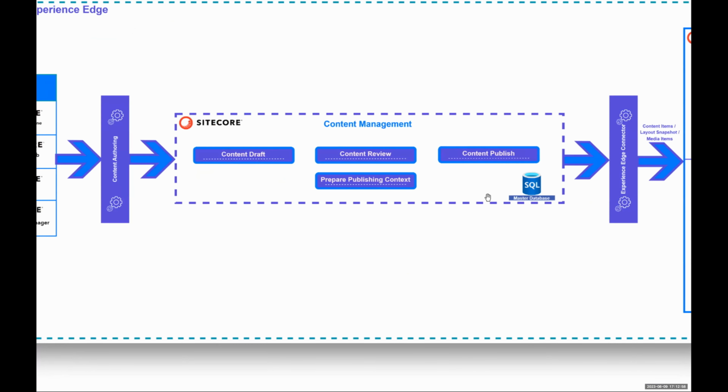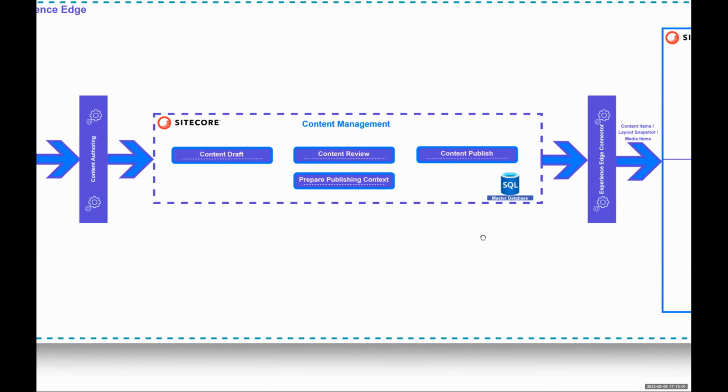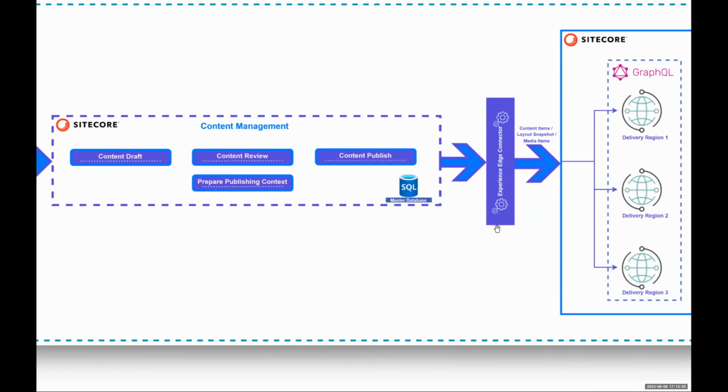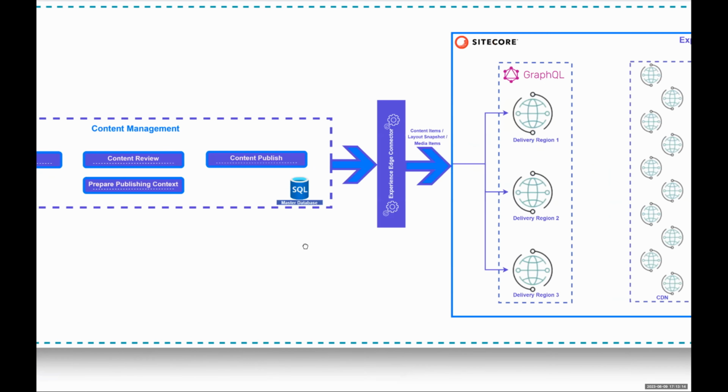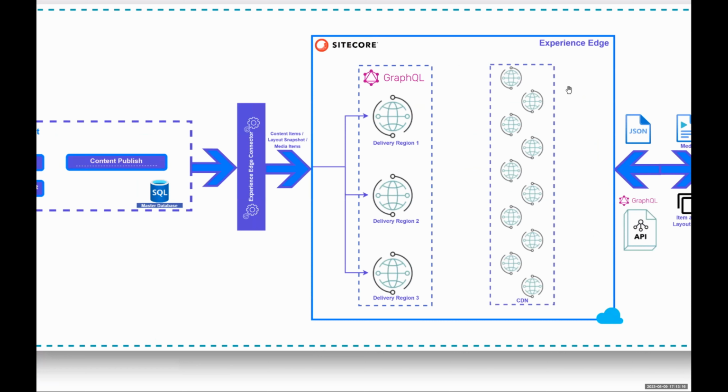In the normal scenario, you have a master database and from there it publishes to a WebDB. But here you will be using the Sitecore Experience Edge connector, which will publish your content items, layout snapshot and the media items. Those go to geographically distributed regions from where you will be accessing your data. It's not that there is a single data center from which the content is served. It's a CDN which is globally distributed, and on the basis of a user region it will serve the content.